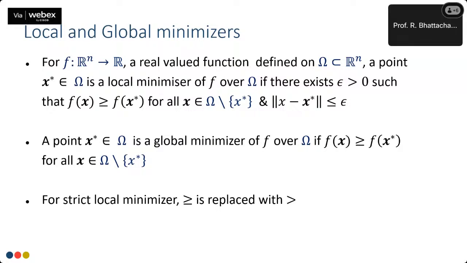So for f from Rn to R, a real-valued function, and x star belonging to omega, x star is a local minimizer if there exists an epsilon greater than 0 such that f(x) is greater than or equal to f(x star) for all x belonging to omega but not equal to x star, within that neighborhood. Here you define a small region surrounding x star where f(x star) is the minimum value. And a point x star is a global minimizer if, for all values of x, f(x star) is the minimum. And for a strict local minimizer, the greater than or equal to sign is replaced by the greater than sign.